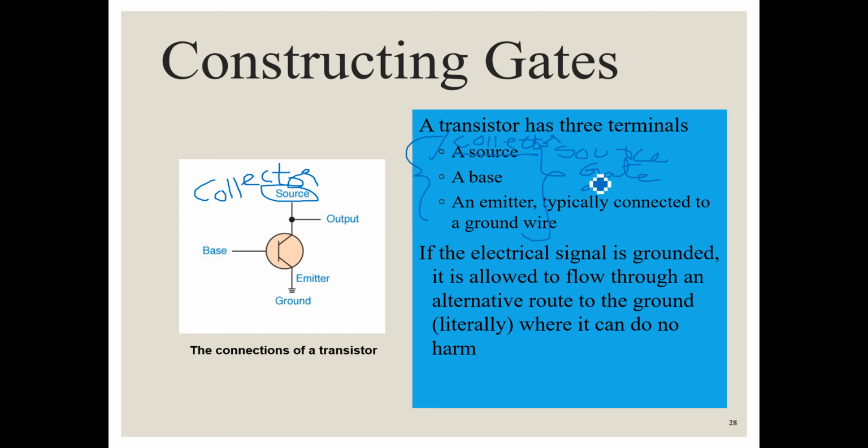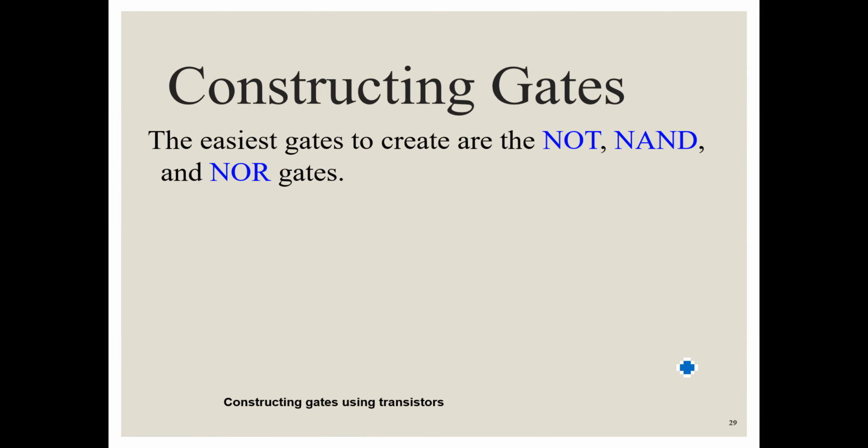So this is regarding how a particular transistor looks like. The transistor we have drawn over here is a BJT. If an electrical signal is grounded, it is allowed to flow through an alternate route to the ground, where it can do no harm. So the main use of ground is to protect the device or circuit from electrification. So see now, this is regarding constructing gates in order to design any kind of integrated circuits. Now let us see the construction of NOT, NAND, and NOR gates.